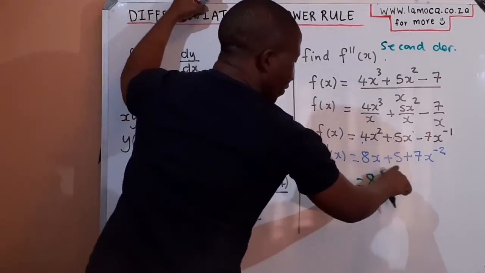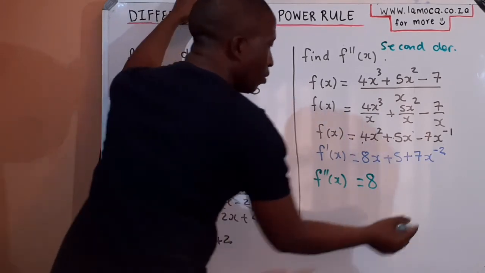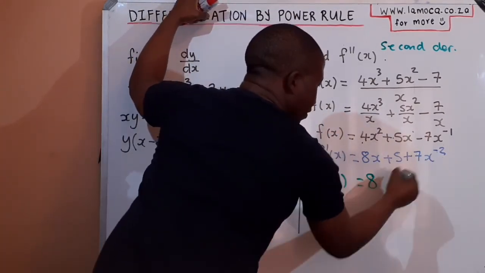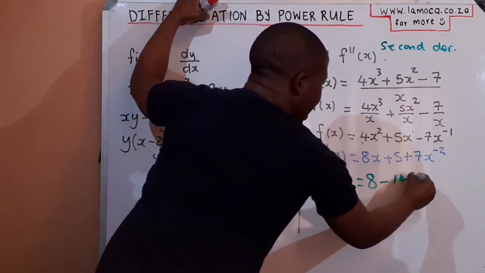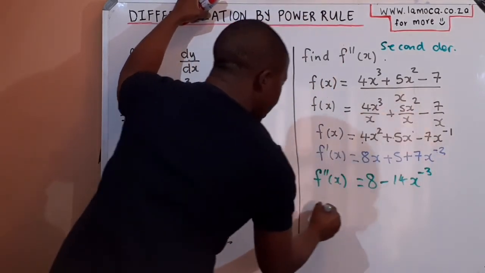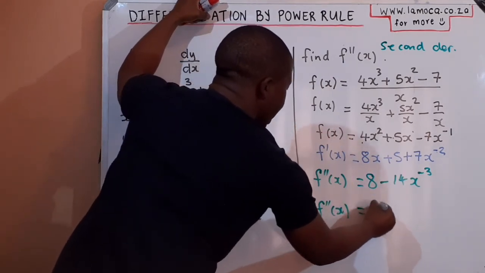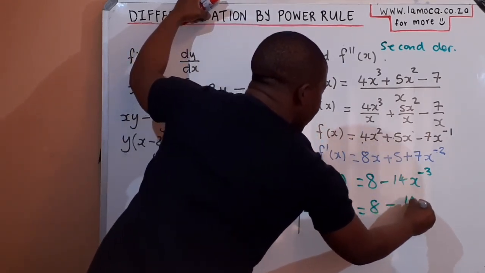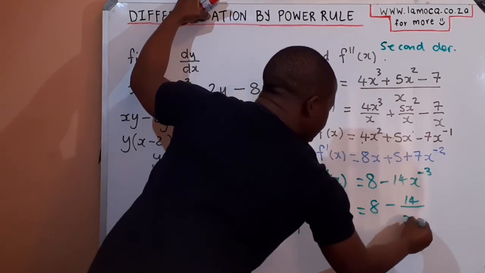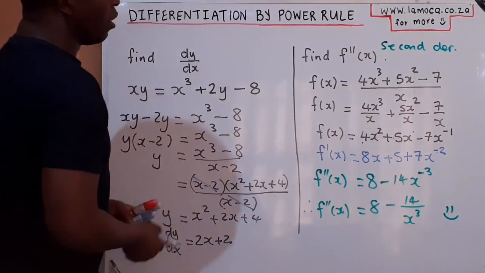And then the derivative of 5, which is a constant, is just 0 again. We're not going to write that. And then here, minus 2 times 7 is going to give you minus 14, x to the power of minus 2 minus 1, which gives you minus 3. And then in conclusion, the second derivative with respect to x is 8 minus 14 divided by x to the power of 3. And that is how you find the second derivative of a function.